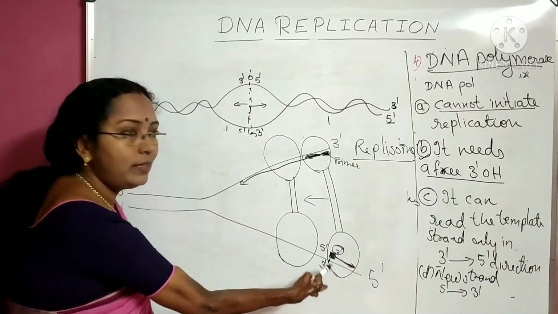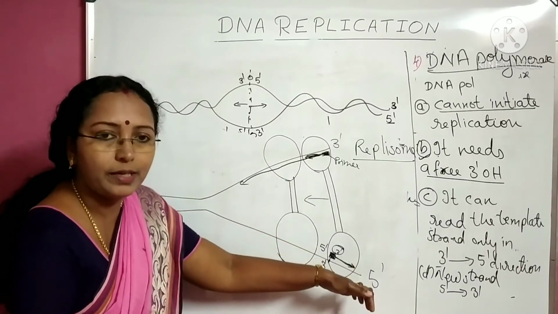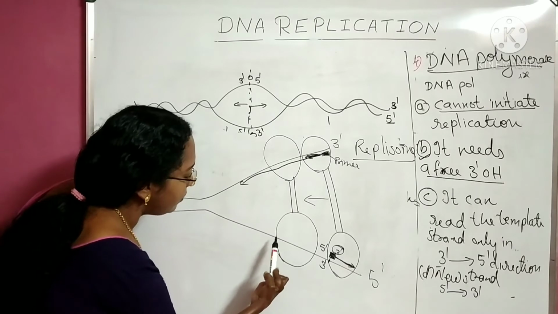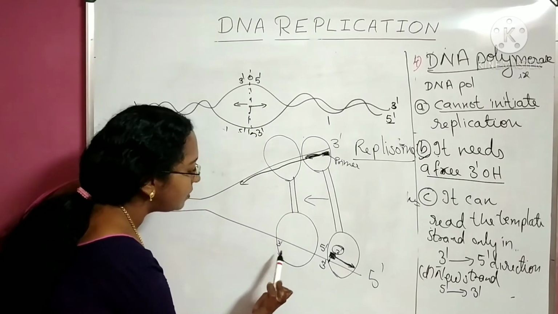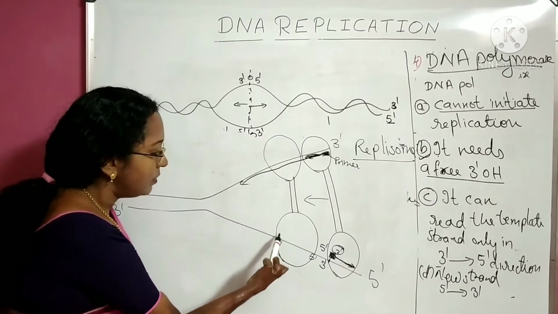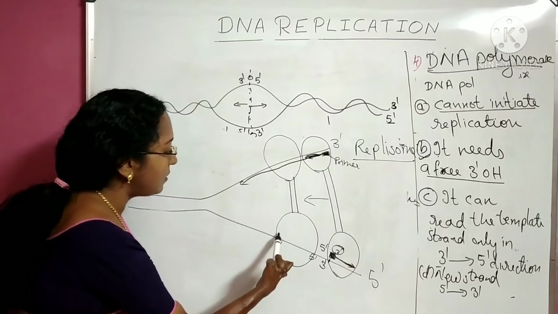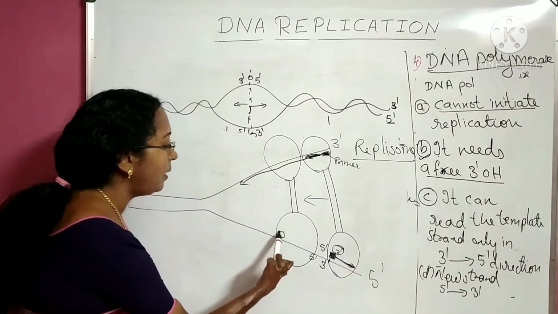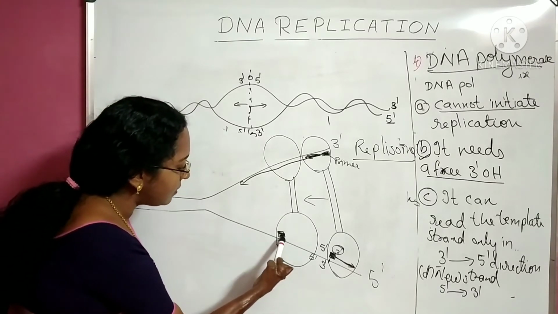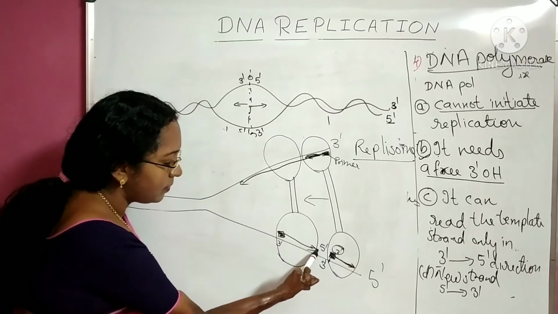But the other strand, it cannot read from 5 to 3. So it is reading from 3 to 5. So when the replisome is moving one step forward, it will again start reading from 3 to 5 of this strand. Okay, so it is again starting anew. So when it is again starting anew, again it needs a primer. Again it needs a primer. And then it will synthesize like this. Okay, see, it is synthesizing like this.